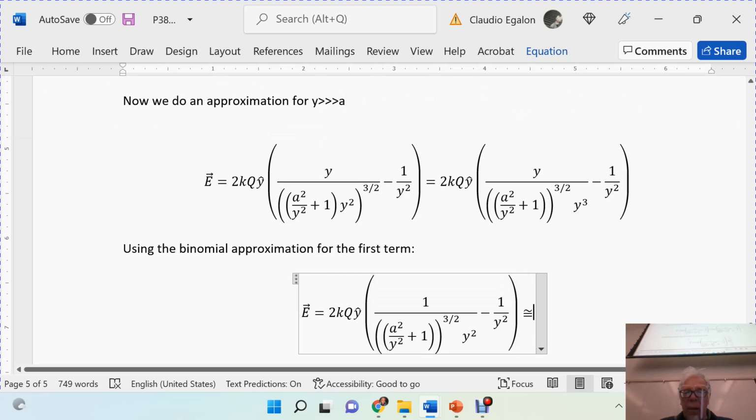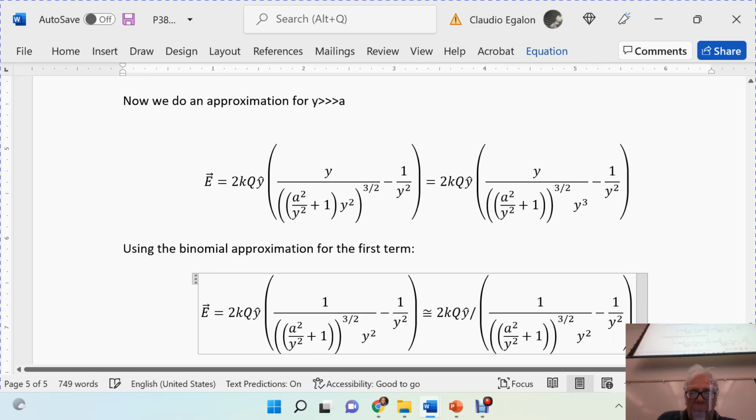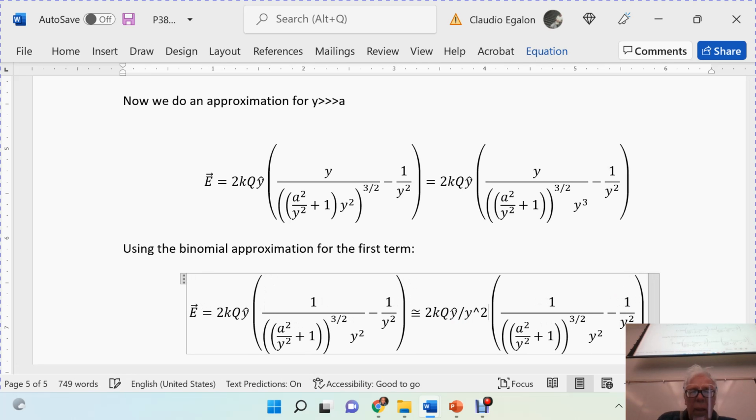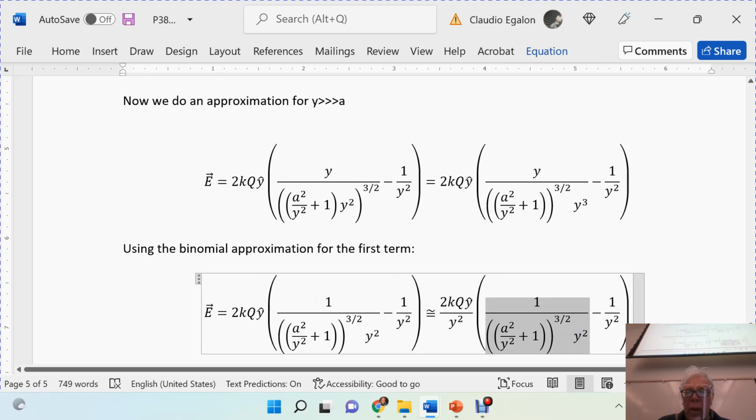Get this guy here. Paste it here, right? And I'm going to even do something else too. I'm going to get this y square in evidence, okay? We have 1 divided by y square here, 1 divided by y square here, right? So I'm going to do that here. Here you go. So it becomes more obvious what your approximation is going to be. Now I don't need this y square anymore.